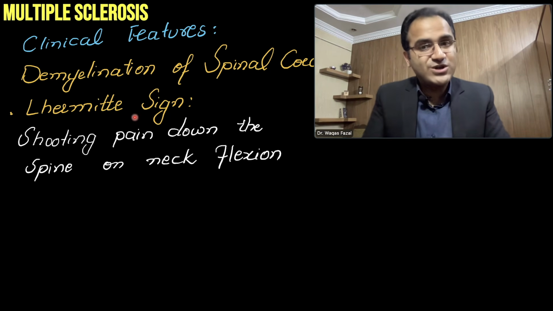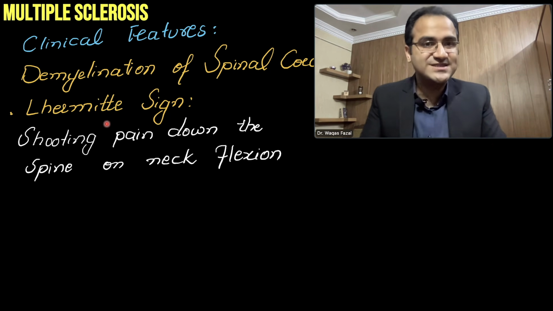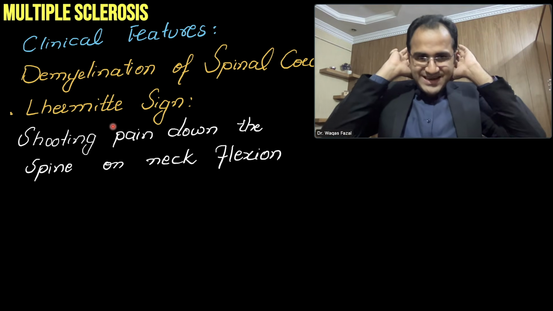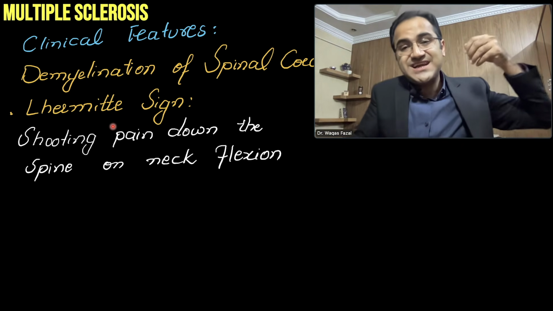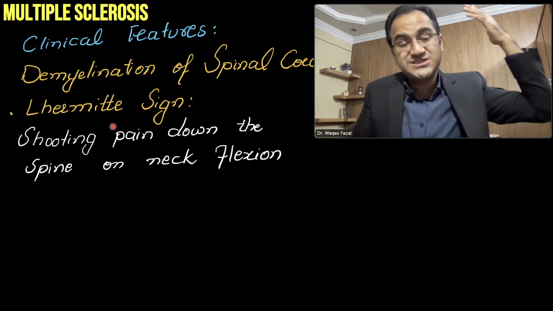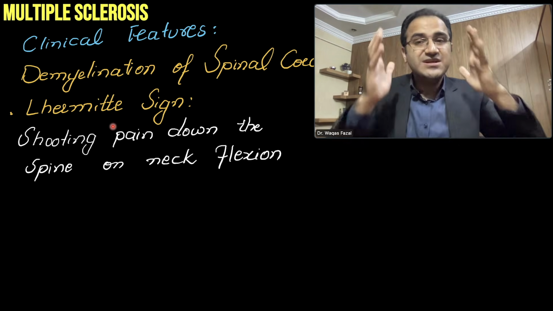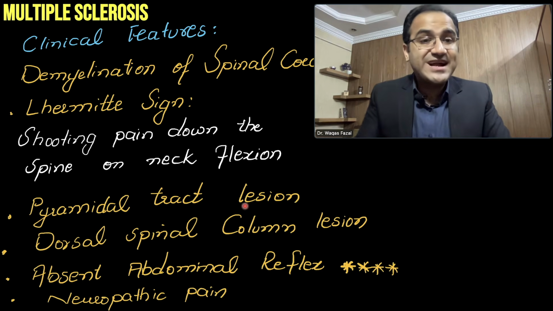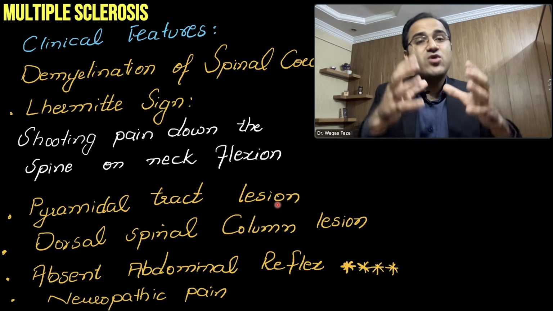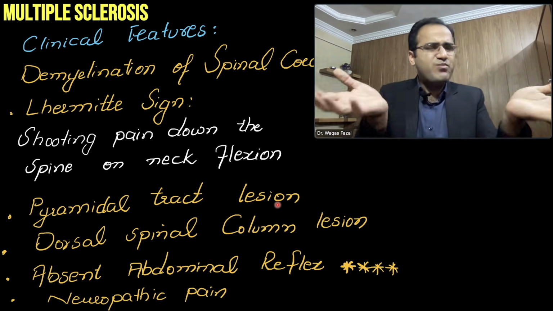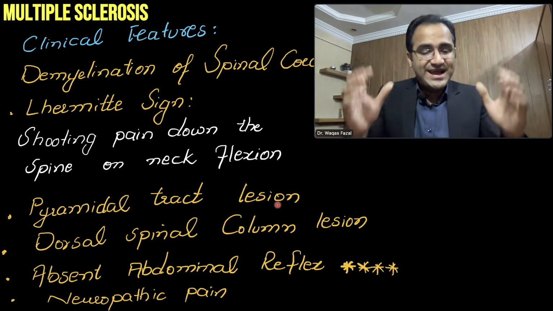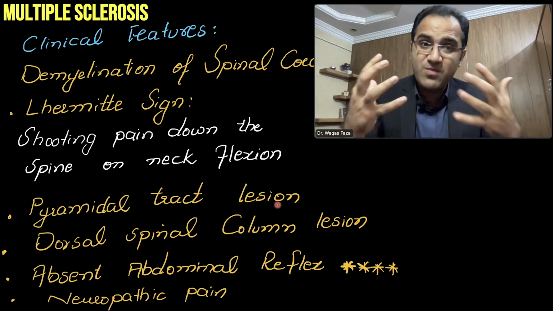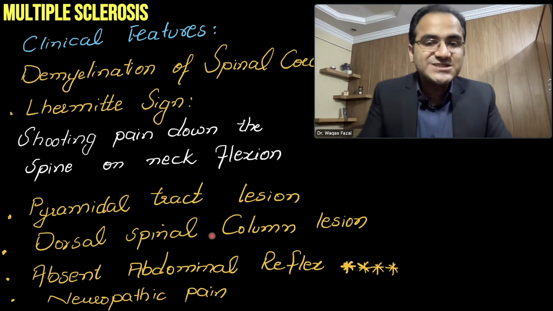Demyelination of the spinal cord can also occur, and you can perform the Lhermitte sign. What is the Lhermitte sign? The Lhermitte sign occurs when you flex the neck, the nerves get stretched and there is a shooting pain down the spine on neck flexion. That is called the Lhermitte sign. Pyramidal tract lesion: the corticospinal tract and the corticobulbar tracts are damaged. So there are upper motor neuron lesions of the hands and legs. There is spasticity, hyperreflexia, upper motor neuron lesions.